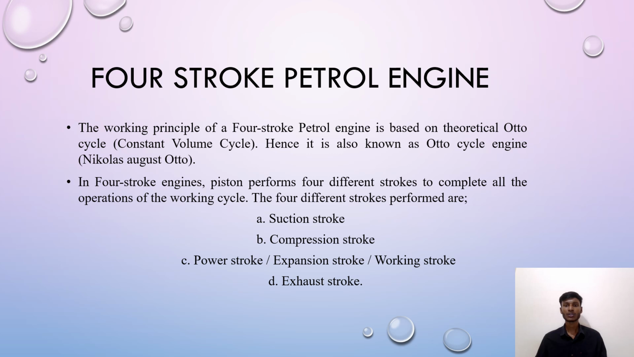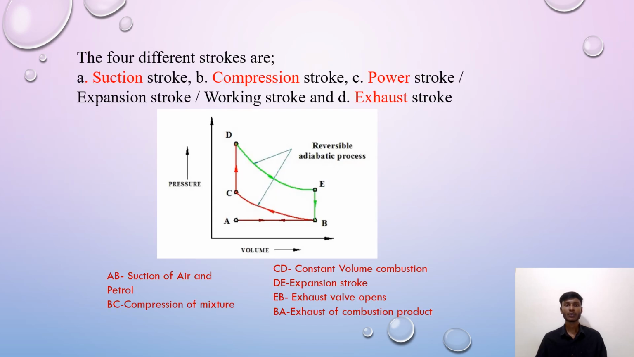The 4 different strokes are suction stroke, compression stroke, power stroke (also called expansion stroke or working stroke), and exhaust stroke. On the PV diagram: AB is suction of air and petrol, BC is compression of the mixture, CD is constant volume combustion, DE is the expansion stroke, EB is where the exhaust valve opens, and BA is exhaust of combustion products.